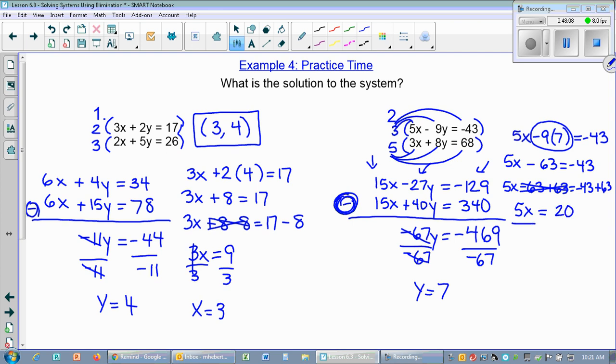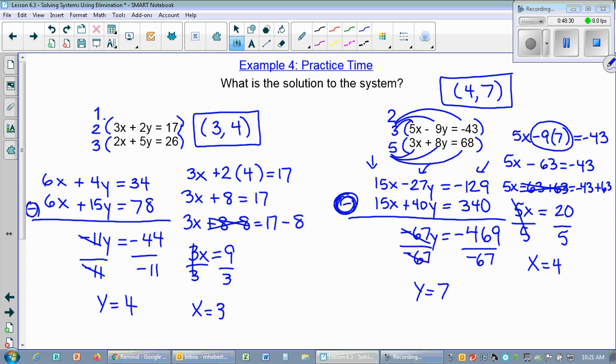I will divide each side by 5. The 5s cancel, leaving me with a positive 1x. 20 divided by 5 is 4. So now I have my final answer: x is equal to 4, y is equal to 7. That is the answer to my second system of equations.